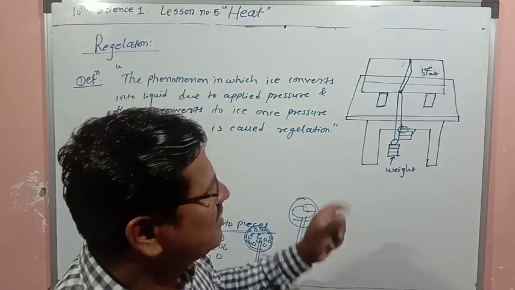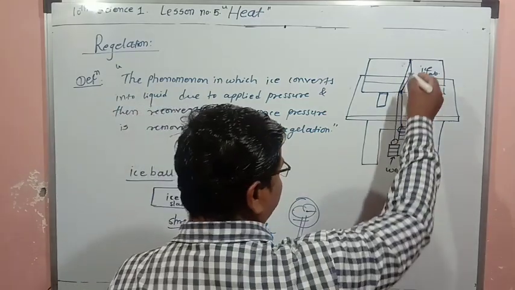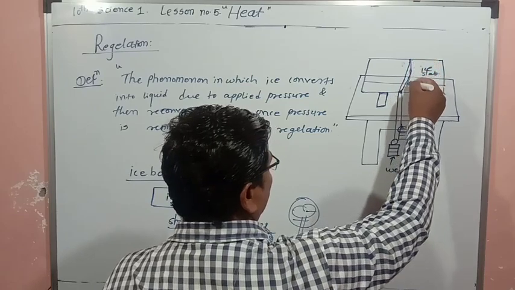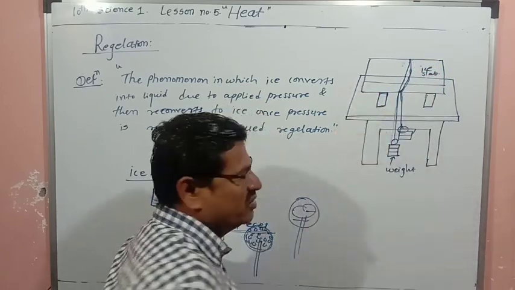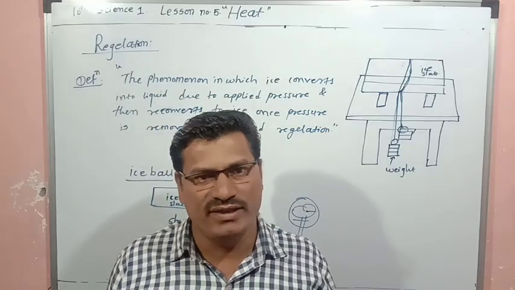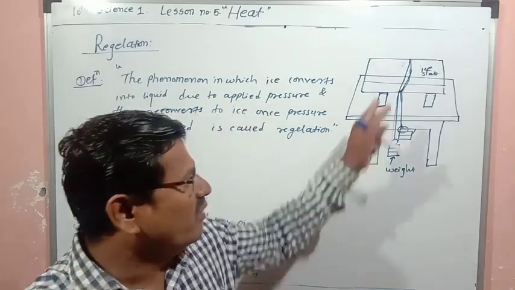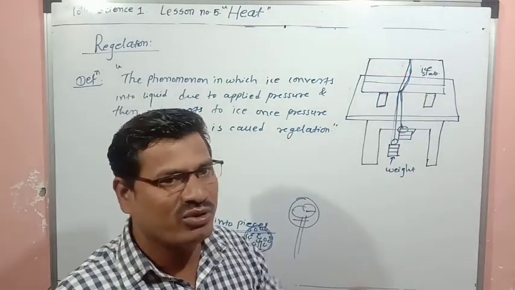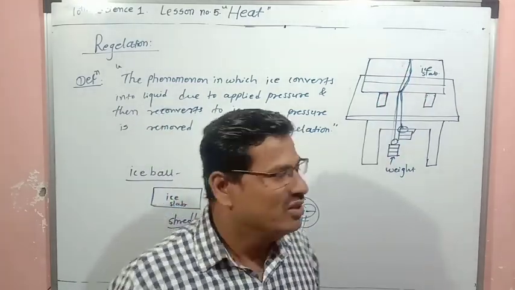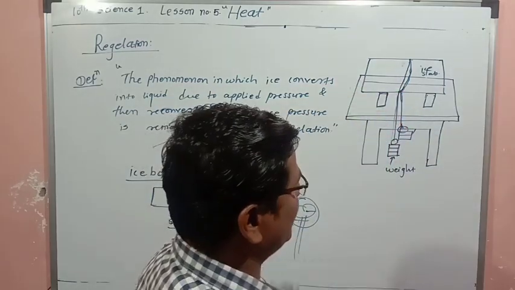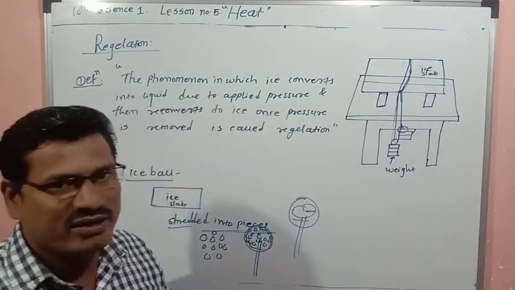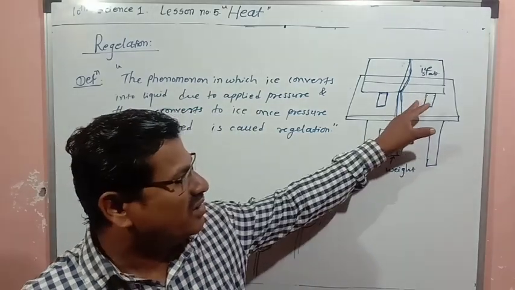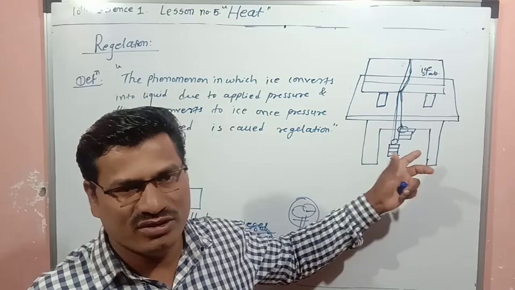What will happen when the weights are applied? The wire will pass through the ice and come out. But the ice slab will not get divided into two equal parts. The ice slab will not break. Why is this happening? There is a reason we have to see. Since the ice slab is not breaking, this is called regelation.